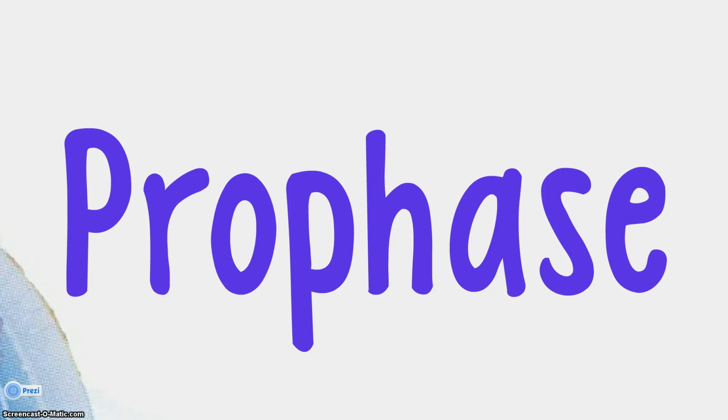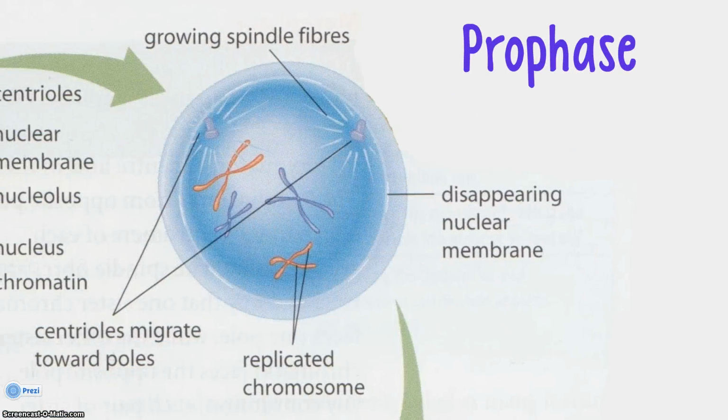So prophase is our first phase of mitosis. During prophase, the chromatin condenses into tightly packed chromosomes, which you can now definitely see in those X shapes. The nuclear membrane breaks down and releases the chromosomes into the cytoplasm, and the nucleolus disappears as well. One pair of organelles called centrioles, which are right here, move apart to opposite poles of the cell.